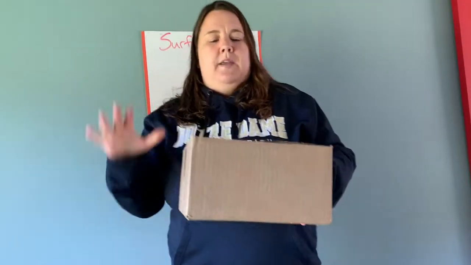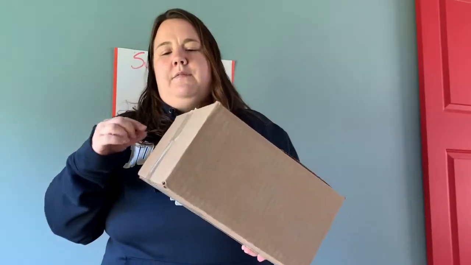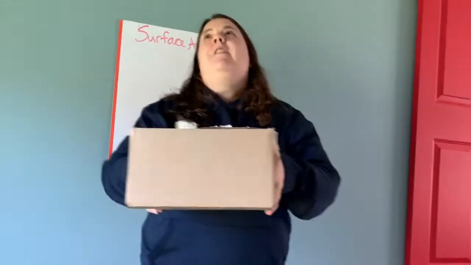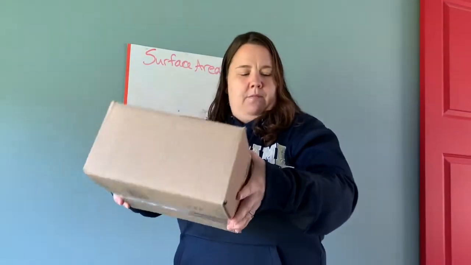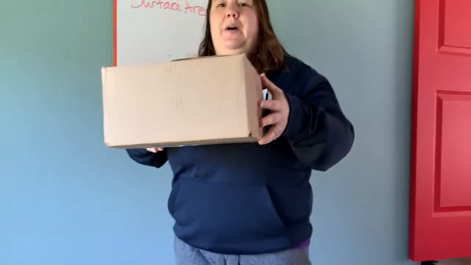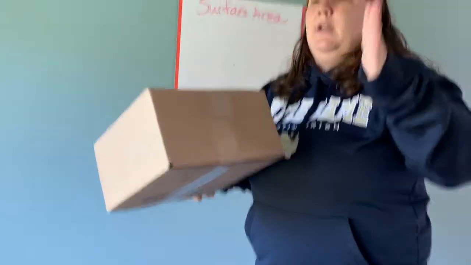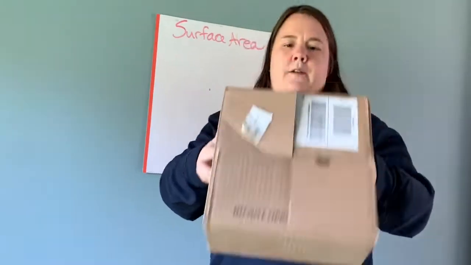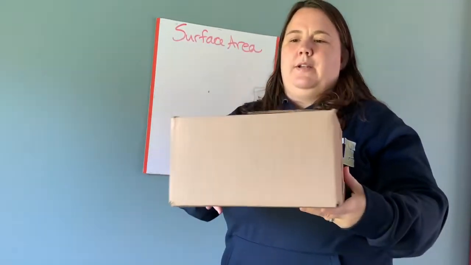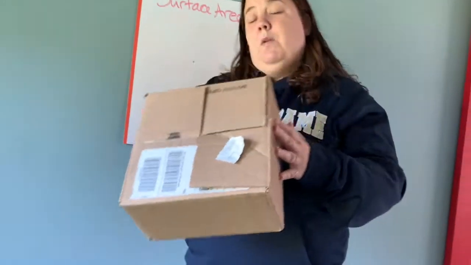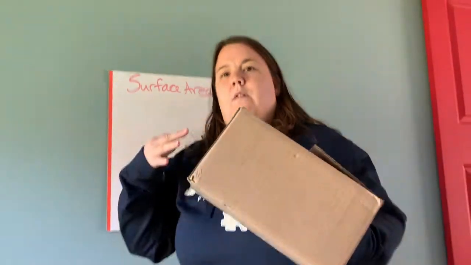Surface area is the number of squares it would take to cover not just one side, but the whole shebang. So think of it as wrapping paper. If I am going to wrap this box, I need to cover all 6 faces: the square, the rectangle, the rectangle, the rectangle, the rectangle. So surface area is how many 1 by 1 squares it would take to cover the whole thing.